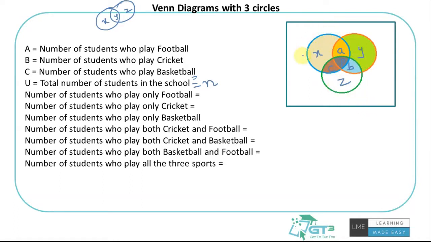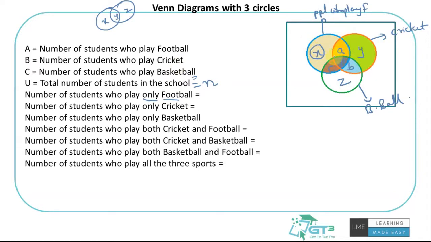So what is this blue circle? Let me define this as people who play football. This is people who play cricket, and let me take the green circle as people who play basketball, right? So let's fill in the rest. Number of students who play only football. I am talking only football. I know this entire blue circle is people who play football, but I see X, A, P and C. This is all the number of students who play football, but I need to figure out the people who play only football. That is this, because it's not overlapping with the others.